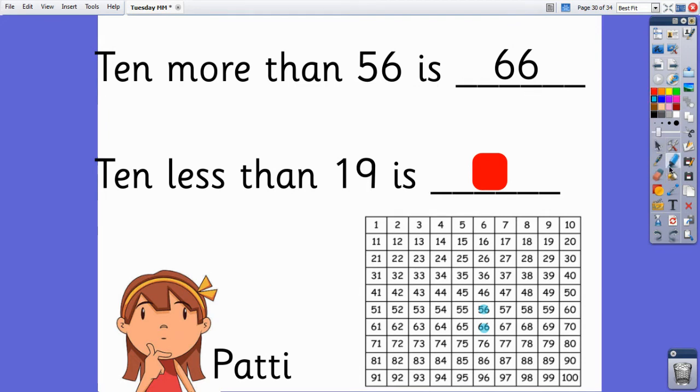For our second sentence, we need to first identify 19 on our 100 square. This time we know we are looking for 10 less, so we are going to hop up vertically on our 100 square and we land on 9. 10 less than 19 is 9. Well done.